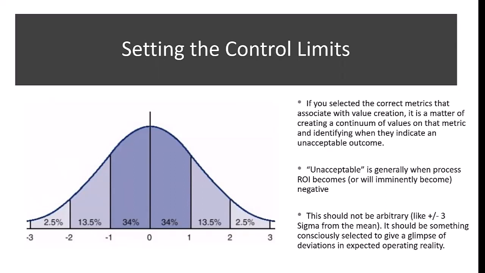And if you can identify that, then you want to set control limits that show you when the process is veering off towards negative value creation or unacceptable levels of cost. That's a more anecdotal way to think about it. And especially depending on the kind of process you're trying to control, that should help you conceptualize what you're attempting to do.